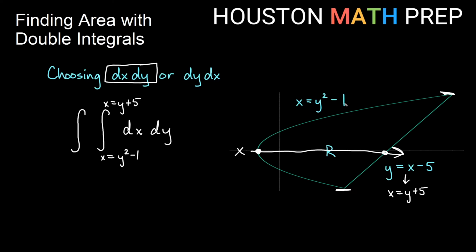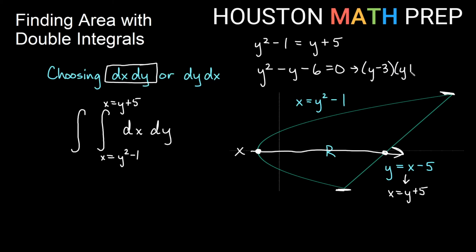So since I already have both solved for x, let's go ahead and set y squared minus 1 equal to y plus 5. Okay, if I get everything on one side, that will tell me y squared minus y, subtract another 5, minus 6 is equal to 0. We could factor this. We'd get y minus 3 times y plus 2. All right, and setting those equal to 0, I think we can figure out that this lower y value here is going to end up being negative 2, and this upper y value here is going to be at positive 3 based on those solutions. So here we'll get y equals negative 2 as our lower bound. We'll get y equals positive 3 as our upper bound.